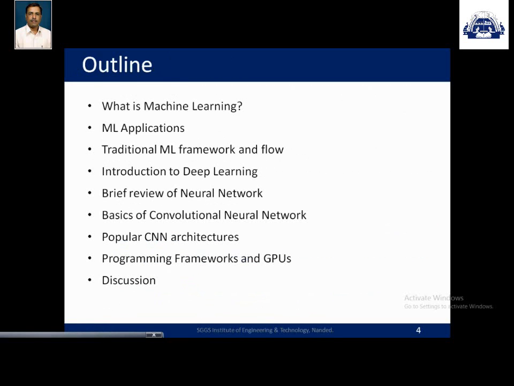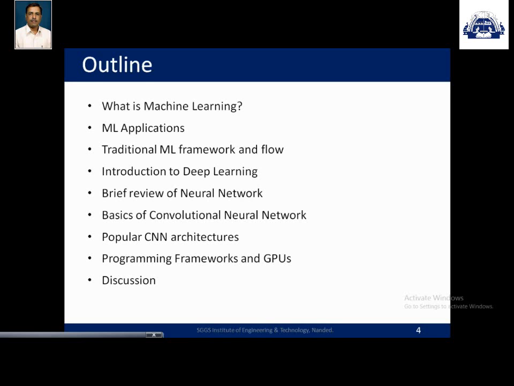The outline of my lecture is: what is machine learning, its applications, and the traditional machine learning framework and flow. Then I will go to an introduction to deep learning, a brief overview of neural networks, basic convolutional neural networks, and popular CNN architectures with frameworks and GPUs. Finally, I will conclude with a discussion.